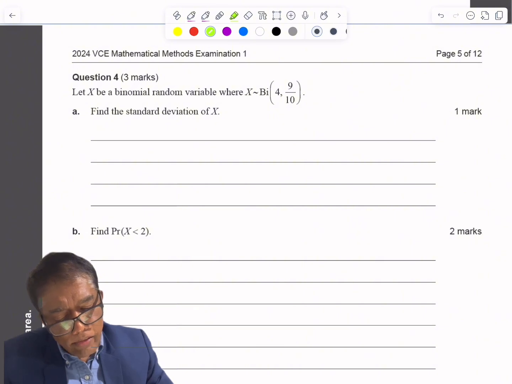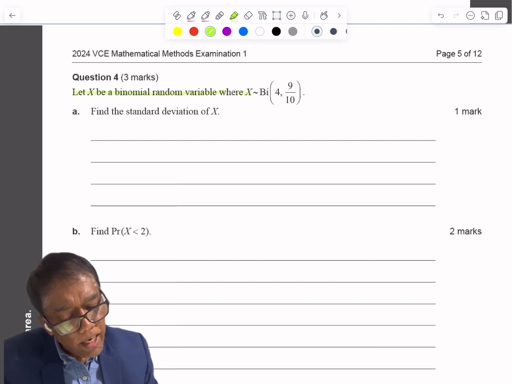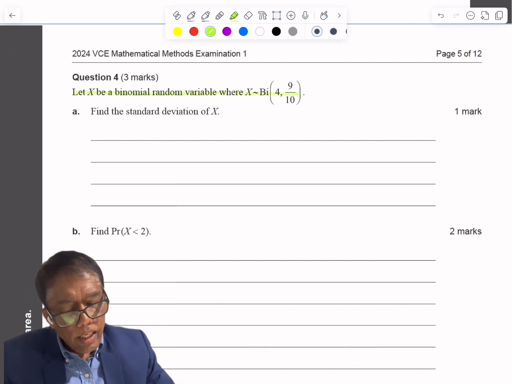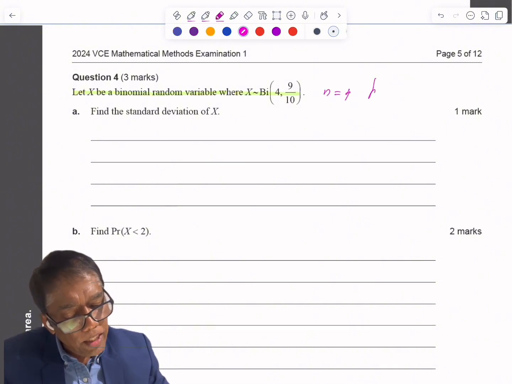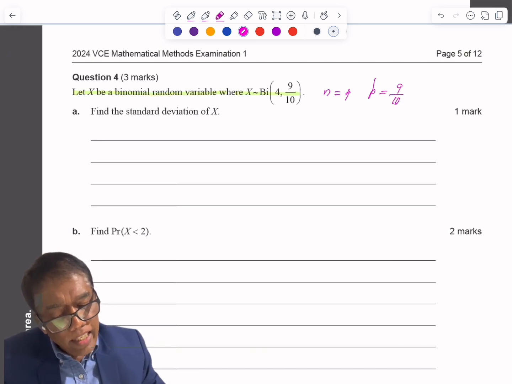Let's consider question number 4. It is given: let X be a binomial random variable, where X follows the binomial distribution with n equal to 4 and the probability of success p equal to 9 over 10. Find the standard deviation of the random variable X.